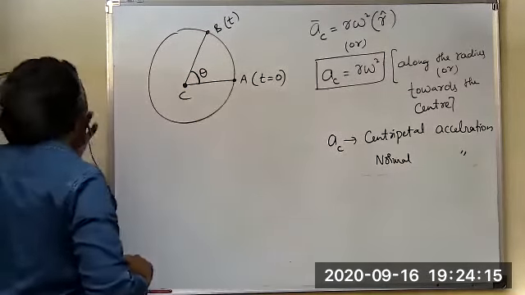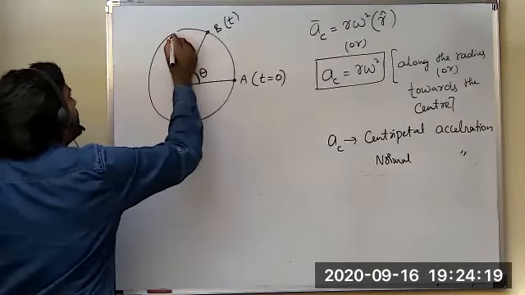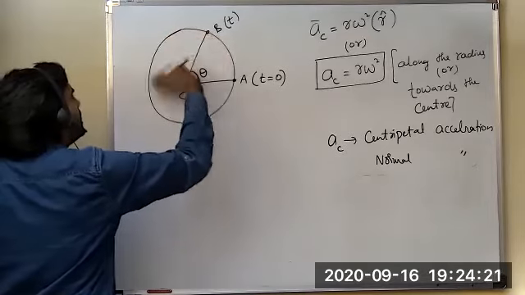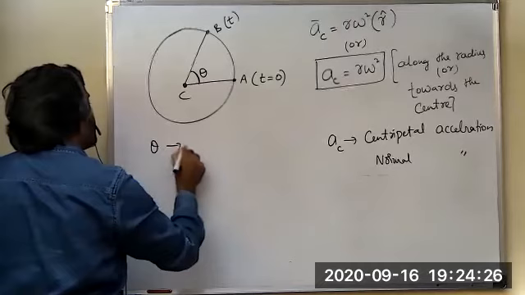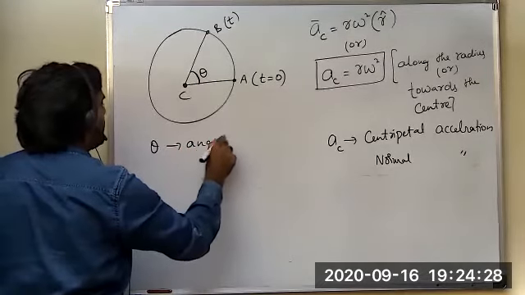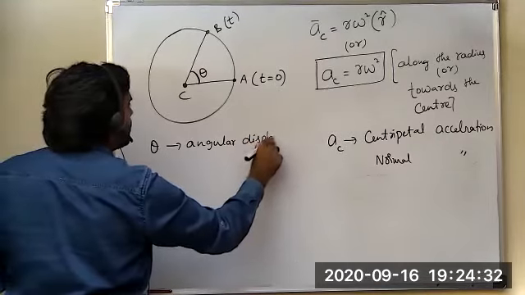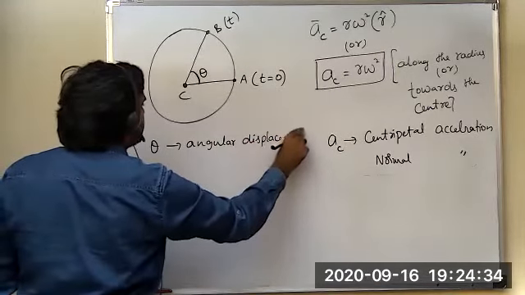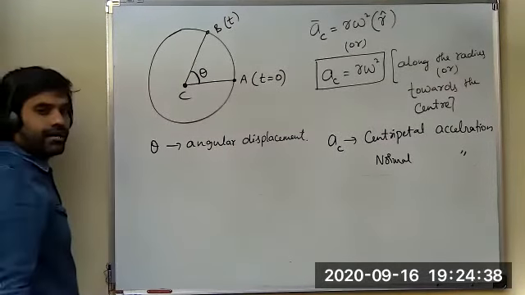If you concentrate on the motion of a body moving on a circle, we can say that theta is the angular displacement, because it is the angle made by the body with respect to the center. Right, students? We can call it angular displacement.